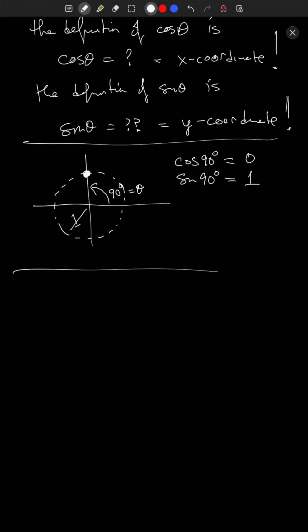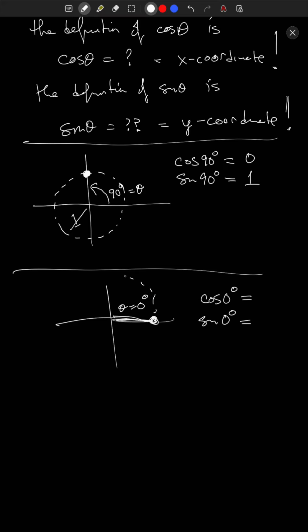In exactly the same way, I can talk about theta equals 0 degrees. Again, I couldn't draw a triangle, it wouldn't even make sense, but cosine of 0 degrees and sine of 0 degrees make perfect sense in my new definition. Cosine 0 degrees is the x-coordinate of this point right there. And again, circle of radius 1, the x-coordinate is just going to be 1. The y-coordinate, this thing is on the x-axis, so the y-coordinate is 0.